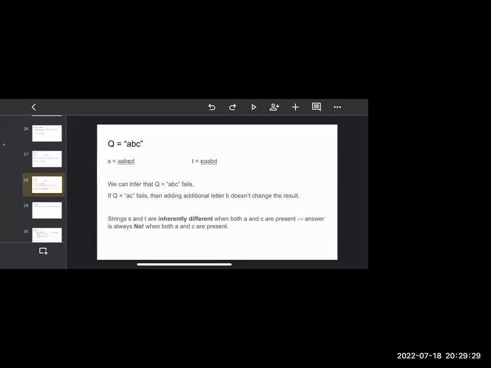So because AC fails, we can infer that ABC fails, and it's just because strings S and T are inherently different when both A and C are present. So for any query, if it contains both A and C, we know it's going to fail, because it has even more restrictions on a bad solution, which is just not good for the query. So that's the key observation that we have to make.